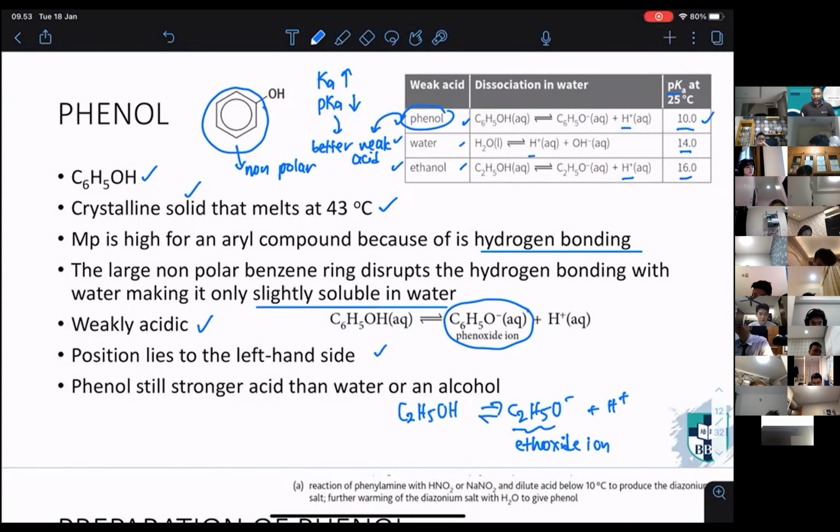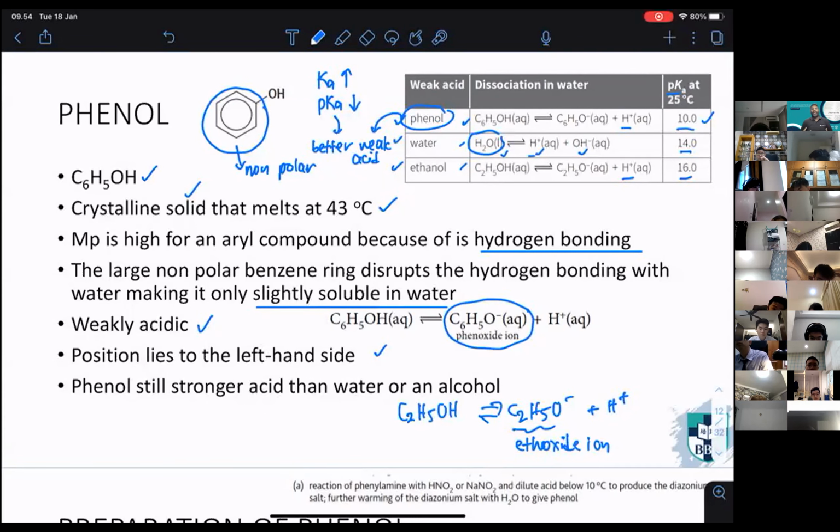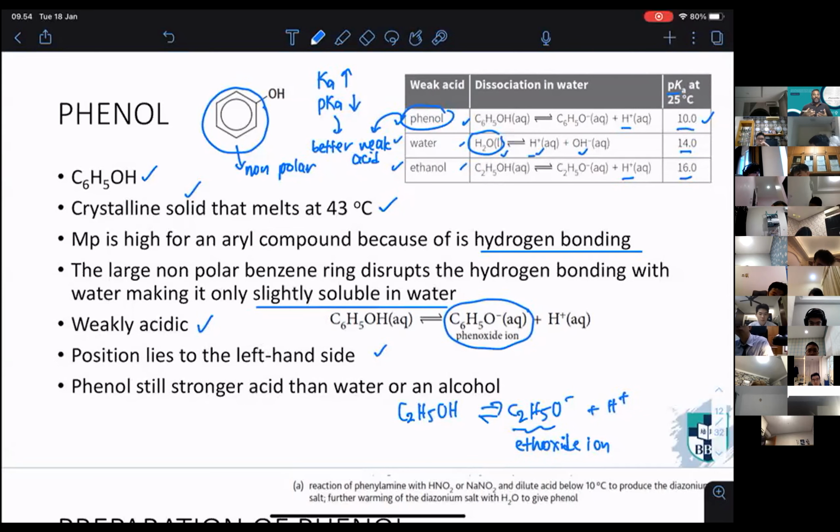That's why if you look at water, can water conduct electricity or not? Yes, because they have free moving ions. But water is not a very good electrical conductor, because the amount of free moving ions is little. Most of the molecules in water are in undissociated form, H2O. That's the meaning of the position lying on the left-hand side. But whatever it is, if you compare these three molecules, phenol is still a stronger acid than water and alcohol. So do remember that.